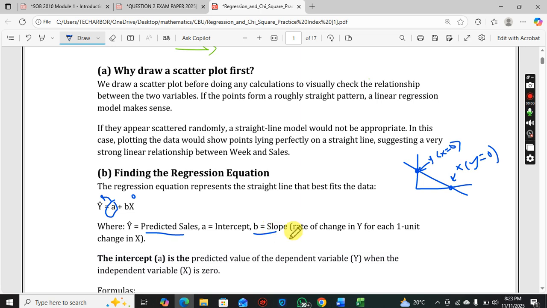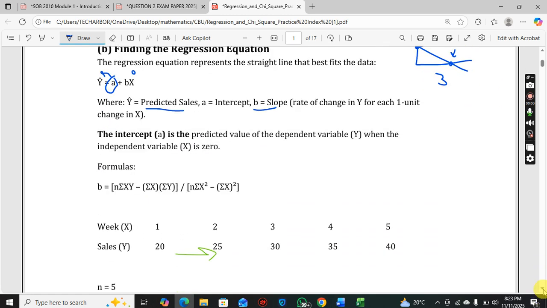B is the slope, the rate of change in y for each 1 unit change in x. Meaning if x increases by 1 unit, y is going to increase by a certain amount. If x increases by another unit, y will increase by the same amount. Let's say your slope is 3. In this case, if the weeks increase by 1 unit, our cells increase by 3 units. Each time the week increases by 1 unit, the cells increase by 3 units.